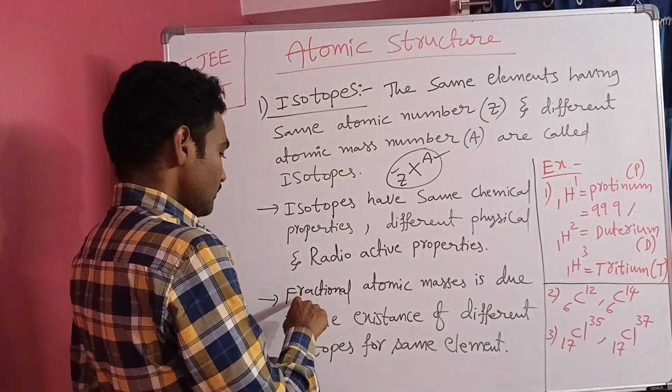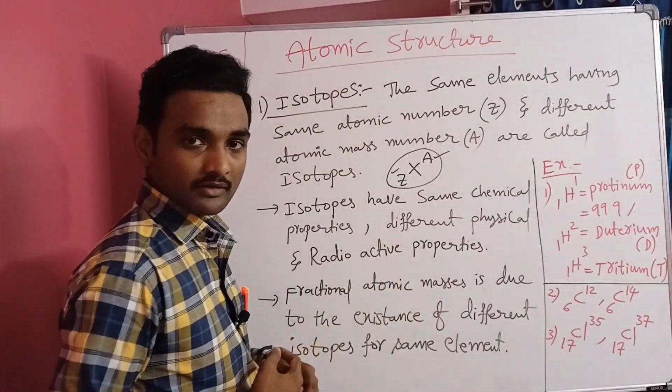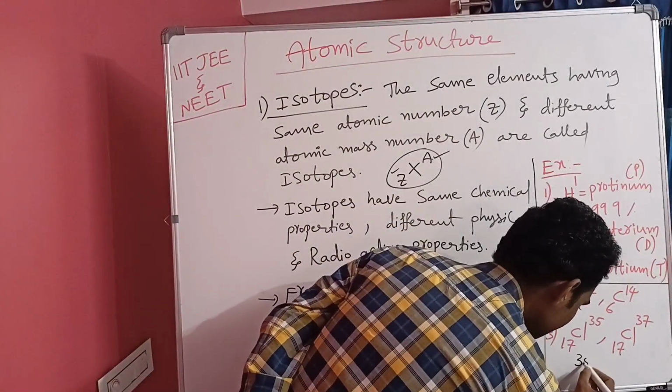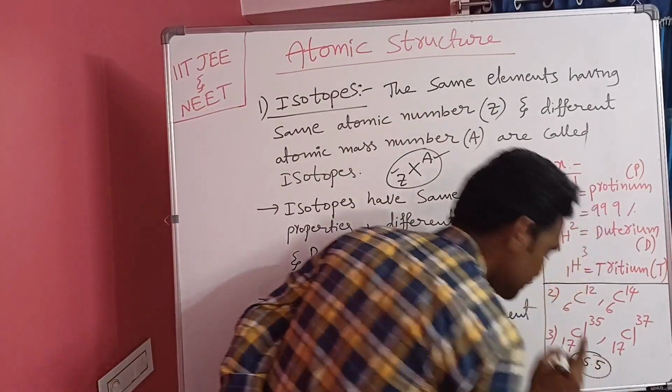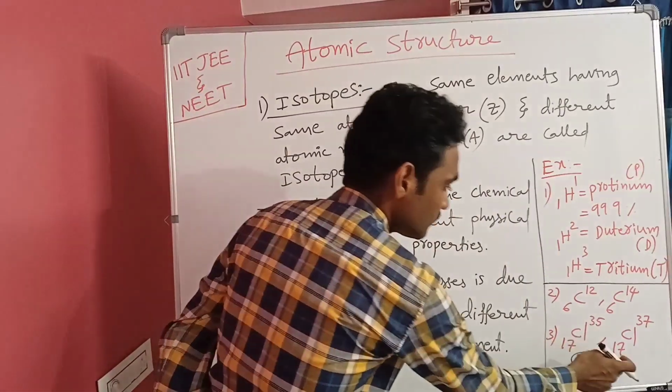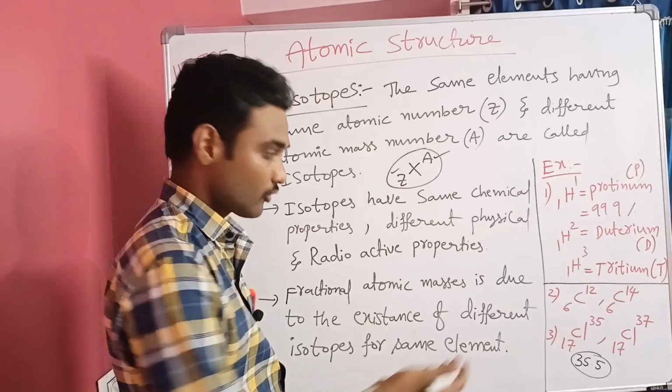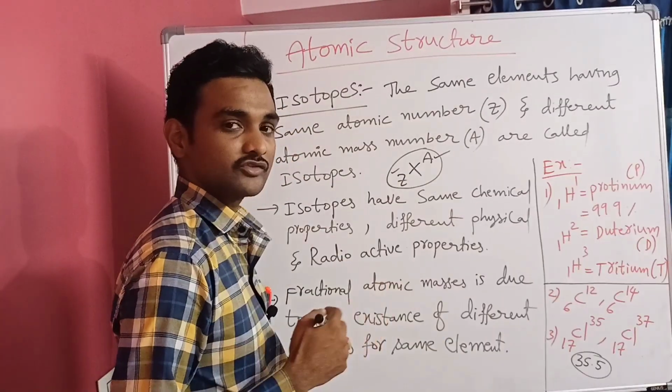Next, fractional atomic masses will be there. Like for the chlorine atom, the atomic mass is 35.5. It is mainly due to the existence of different types of isotopes for the same atom. Chlorine exists in two isotopes.